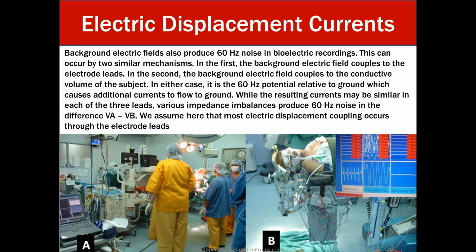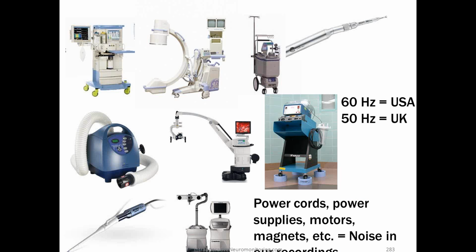We assume that most electric displacement coupling occurs through the electrode leads. So that is why it is very important for us to get good impedances on our electrodes and very similar impedances from one electrode to the next.